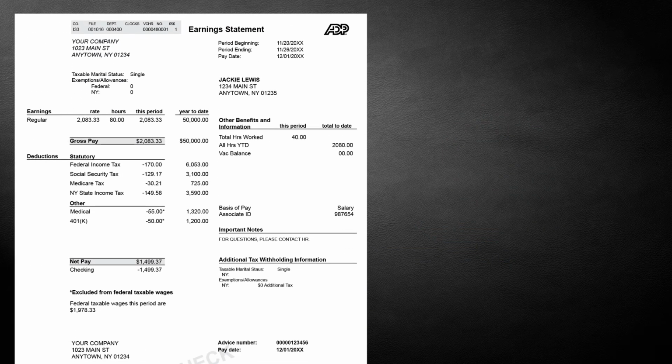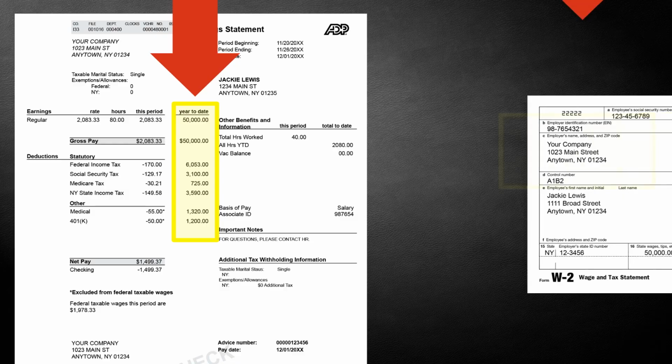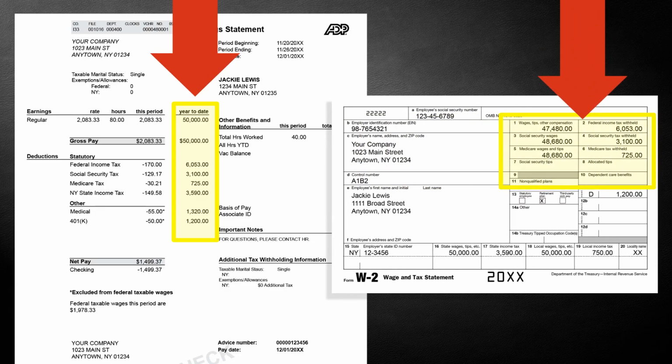Did you know that you can use the year-to-date balances on your final pay statement to make sure your W-2 is accurate? Your final pay statement of the calendar year contains the information you need to determine the data that should appear on your W-2.